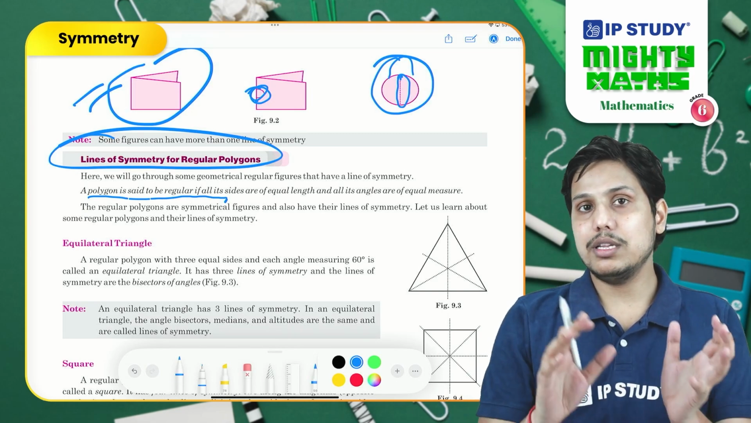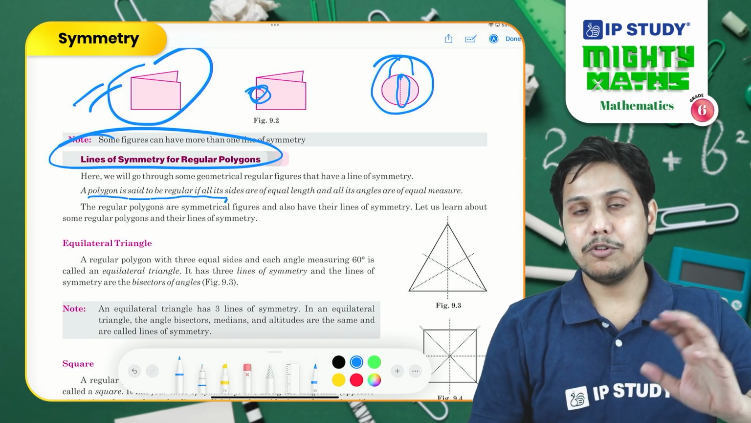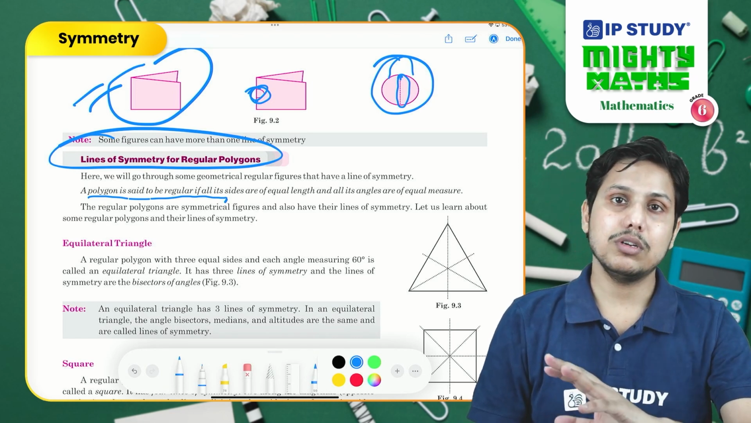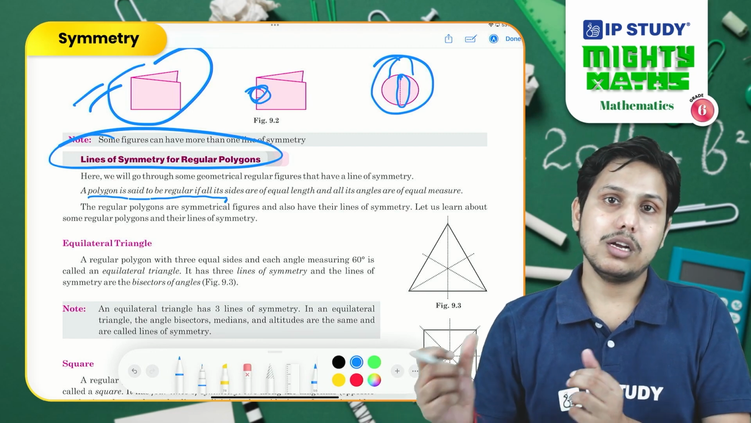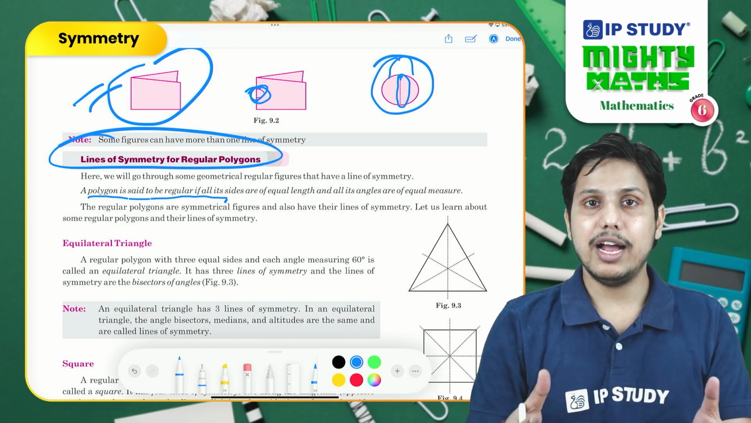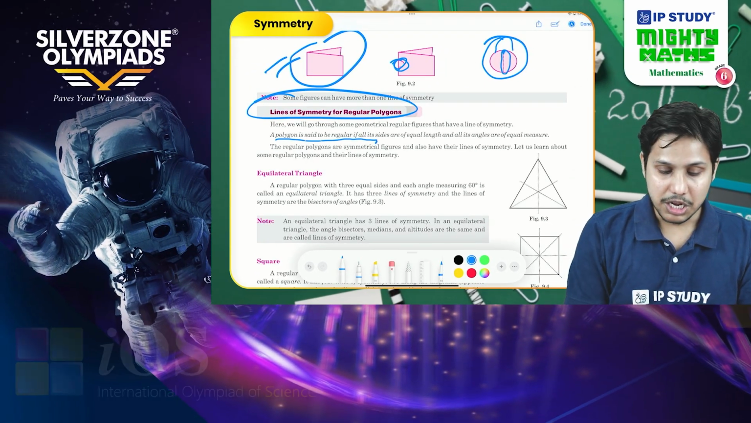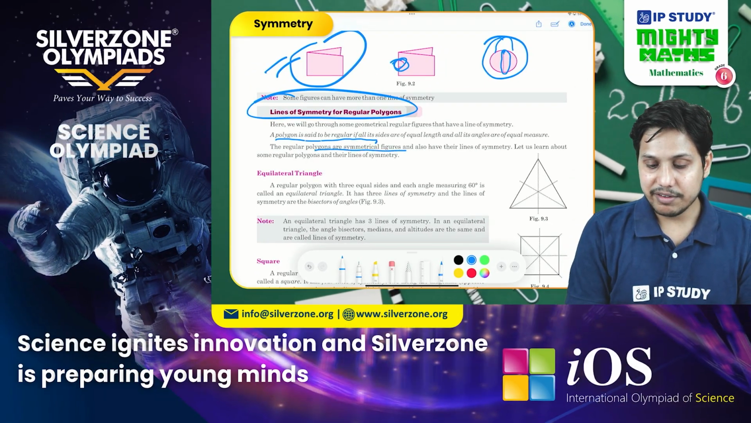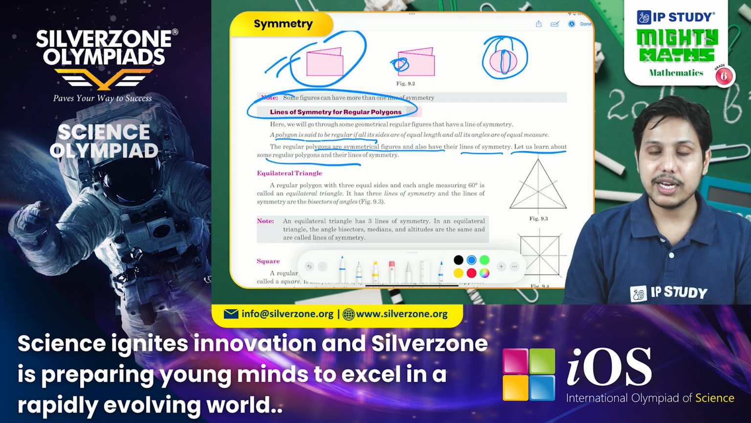If all the sides of a polygon are equal, it is called a regular polygon. For triangle and quadrilateral we have special names like equilateral triangle or square, but for other polygons we only have the name regular polygon, like regular pentagon, regular hexagon. Regular polygons are symmetrical figures and also have lines of symmetry. Let us learn about regular polygons and their lines of symmetry.